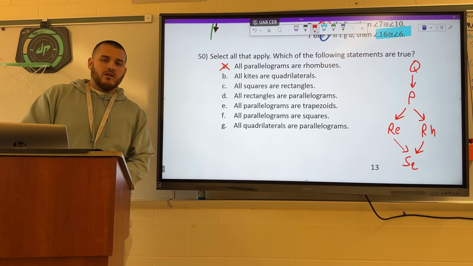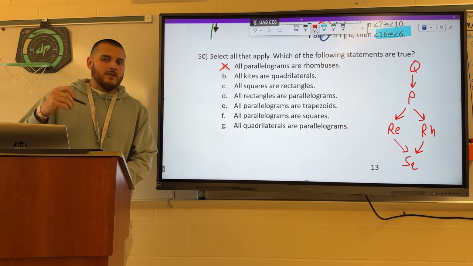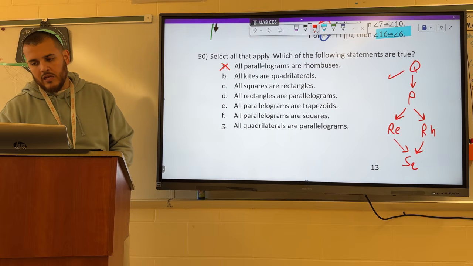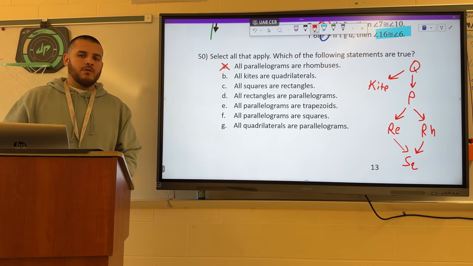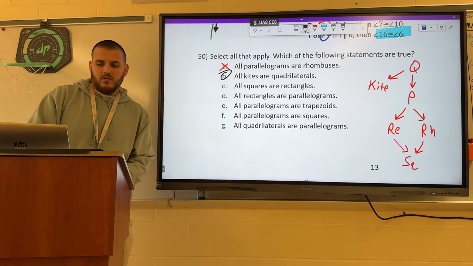Next, all kites are quadrilaterals. Okay, well, kites are four-sided shapes and quadrilaterals are four-sided shapes. So that's absolutely true. So here's something else we can add to our little tree here, right? Every kite is a type of quadrilateral. So this is a true statement because a kite has four sides.